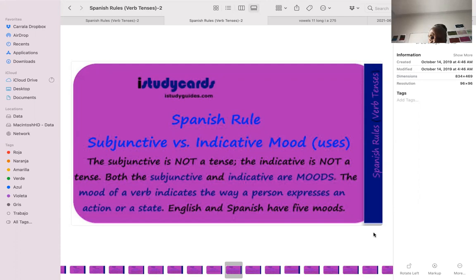Now, here's the definition. The mood of a verb indicates the way a person expresses an action or a state. English and Spanish differ, depending on what you call a mood, right? Because generally speaking, there are 3 moods, but some people count 5 moods. In English, the most important is the indicative, and I think the command, the imperative. In Spanish, it's the indicative, most definitely the subjunctive, and the imperative.